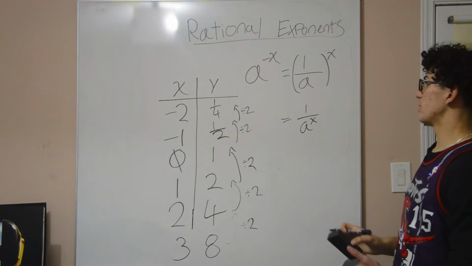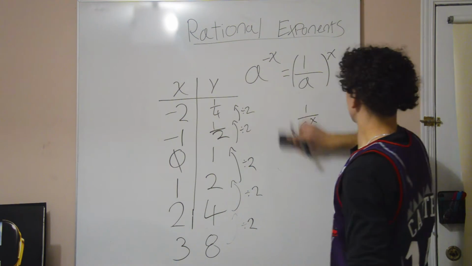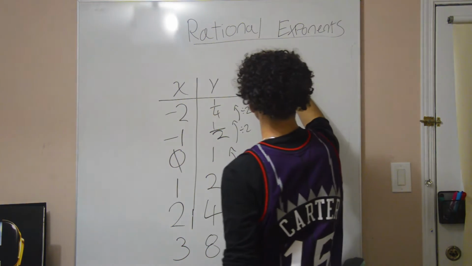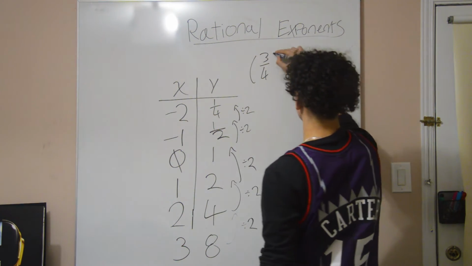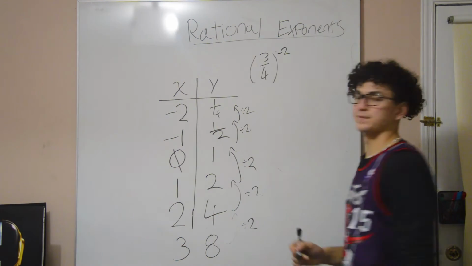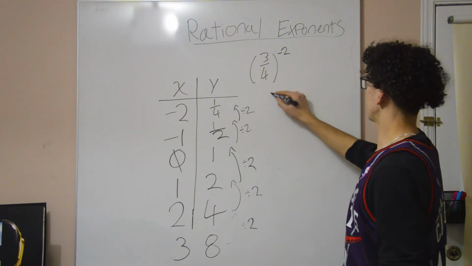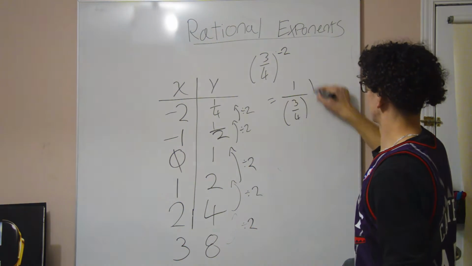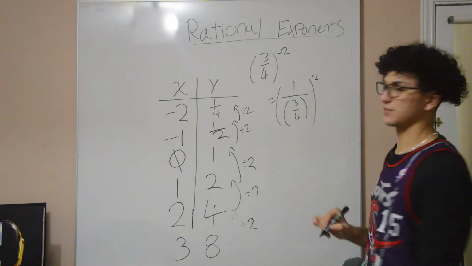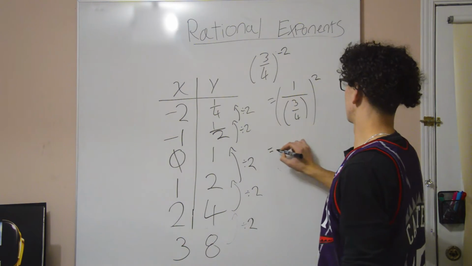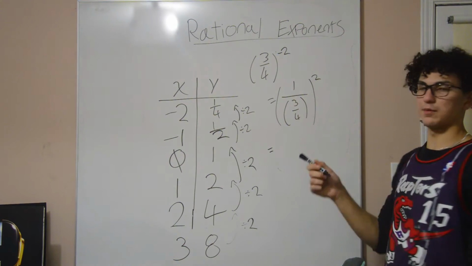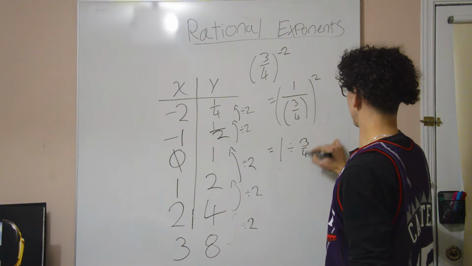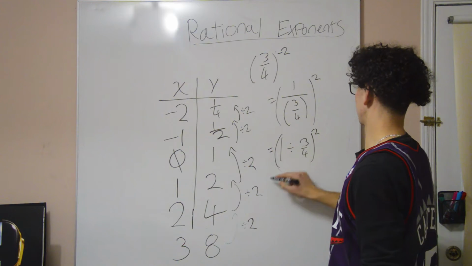And a little shortcut, because it gets a little harder, when you have fractions with negative exponents. So let's say 3 over 4 to the negative 2. Well, this becomes 1 over 3 over 4, and this whole thing becomes to the positive 2, right? And what is 1 divided by 3 over 4? Let's just rewrite it: 1 divided by 3 over 4, all of this squared.